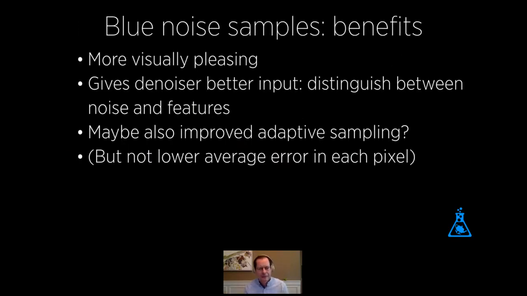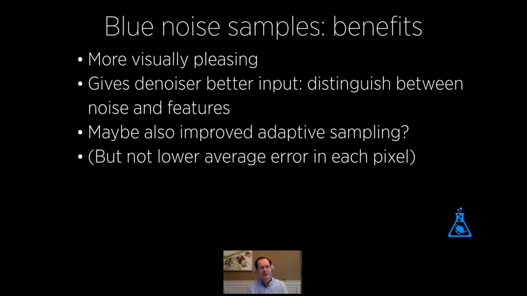So the benefits of blue noise, I hope I've convinced you that it's more visually pleasing. There is another bonus, which is important. Using blue noise samples gives the denoiser better input to work with, so it's better able to distinguish between noise that it needs to eliminate and features that it needs to preserve. And I think also blue noise samples will improve adaptive sampling. This is something I haven't actually tested or measured, but it seems intuitively that it should.